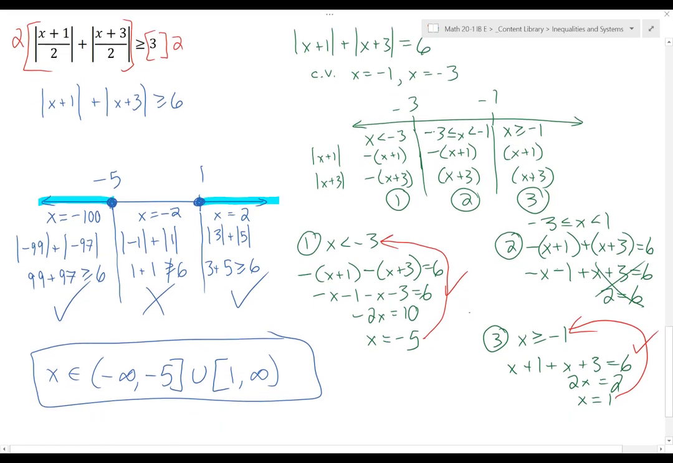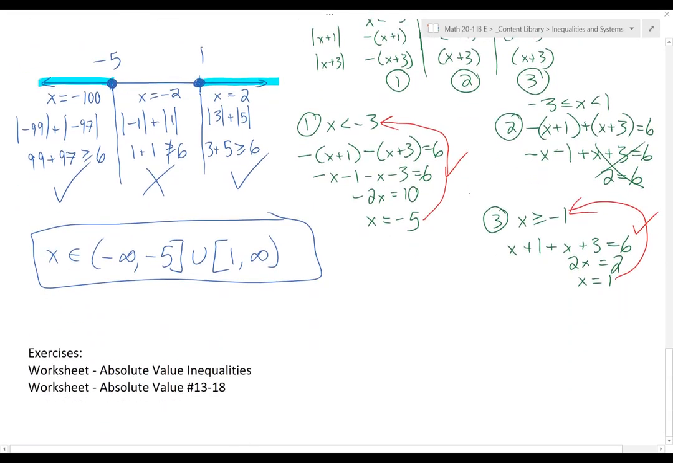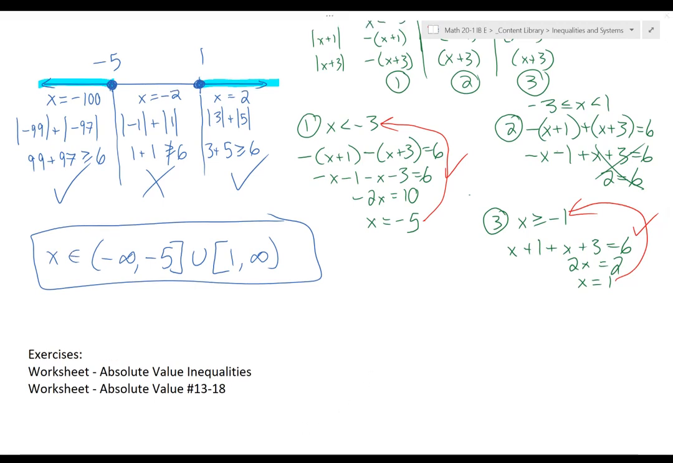All right, so you can find practice for these in a worksheet in D2L about absolute value inequalities, and also on the absolute value worksheet from before with functions and equations, there's also questions 13 to 18, which have absolute value inequalities.